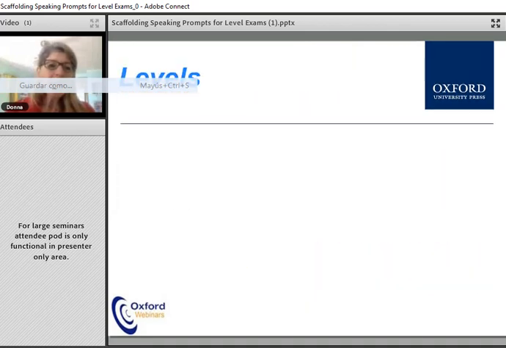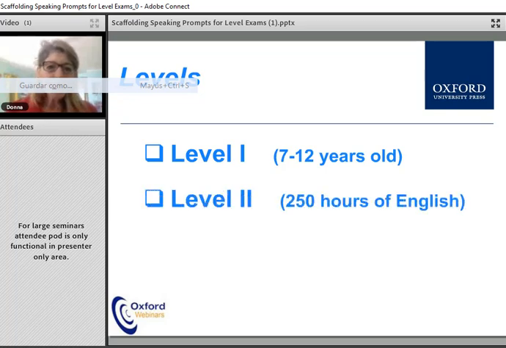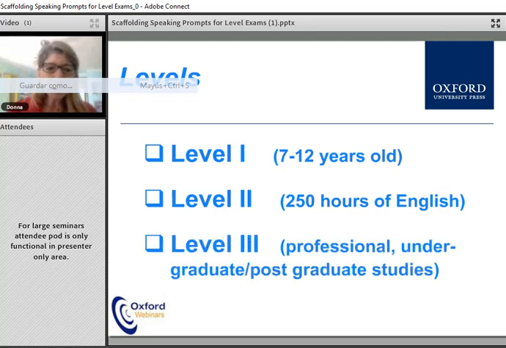Now, let's see if we can figure out what commonality there is between levels. Level 1 is usually between 7 and 12 years old. Level 2, let's say 250 hours of English, right? And level 3, we're talking about people who need English for professional, undergraduate, or postgraduate studies. So if anyone has a problem with that, let me know, but that's pretty much the commonality between all of the exams above. They just give the exam in different forms.